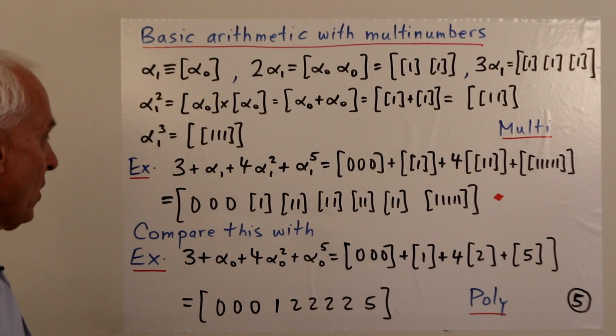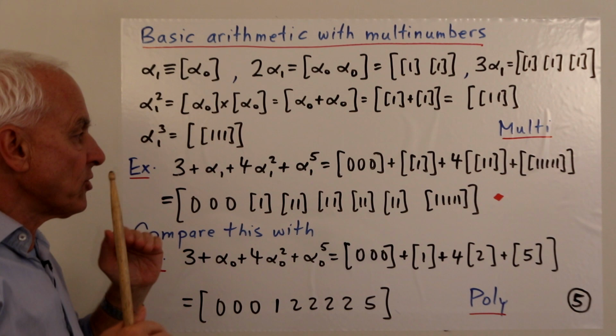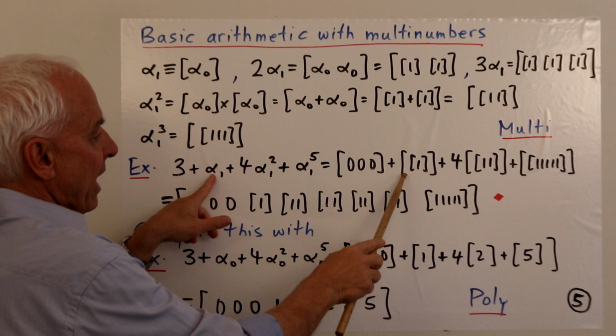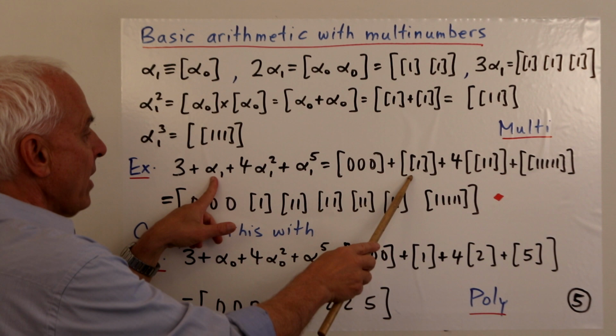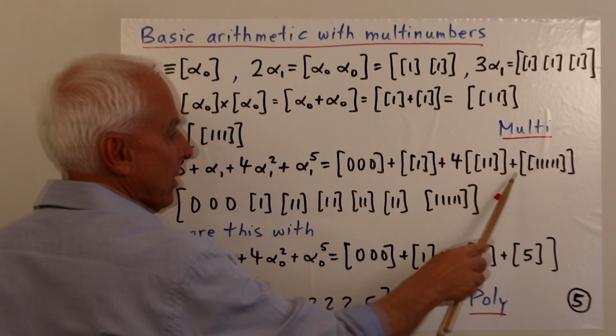So here is a poly number in alpha 1. Say 3 plus alpha 1 plus 4 alpha 1 squared plus alpha 1 to the fifth. We want to write that out. The 3 is mset 0, 0, 0. The alpha 1, well, that's the same thing we've been talking about: mset, mset 1. It's an mset containing just alpha 0. And alpha 1 squared, that was this thing here, and we have 4 of them. And alpha 1 to the 5th, parallel to this, it's going to be mset, mset 1, 1, 1, 1, 1.